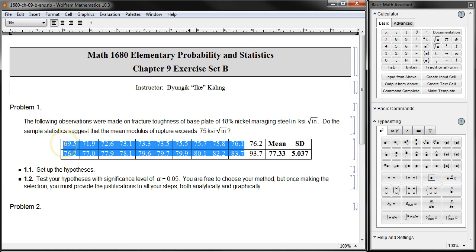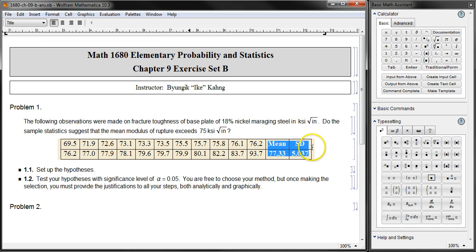We have 22 measurements here. Using these 22, we can find out the mean and the standard deviation, but they're given here. These are the sample mean and sample standard deviation. Now, set up the hypothesis. What is the null value mu0? It's given explicitly as 75.